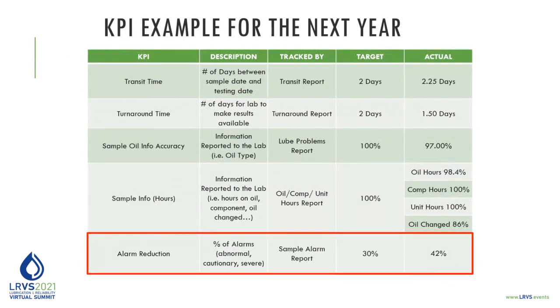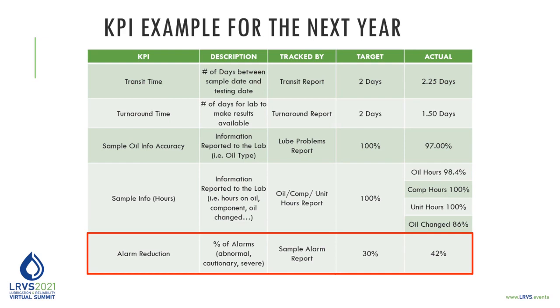now let's say we do this for the year and then we decide we want to do another one. Add to it, maybe next year, next month, whatever. So a new one might be the alarm reduction. Reduce the amount of severities or cautionaries we expect. Percentage of alarms, be it abnormal or cautionary severe. Oil analysis labs can provide you that through what's called a sample alarm report.